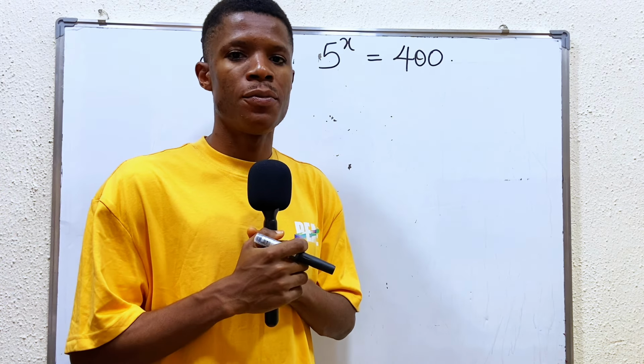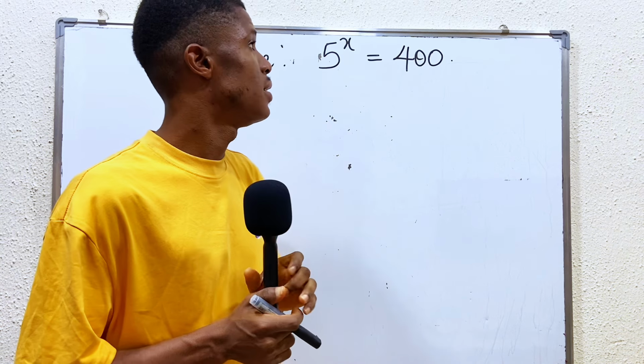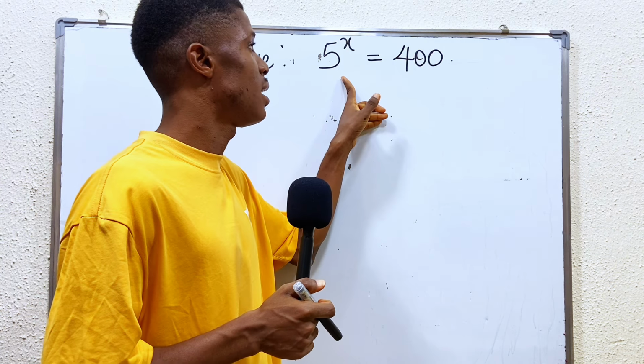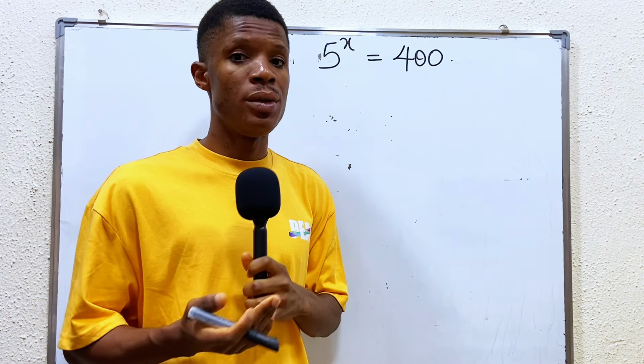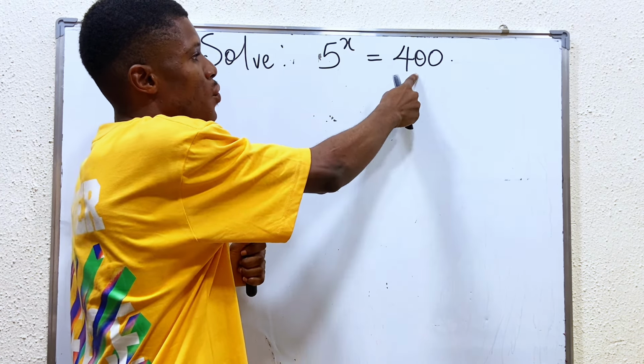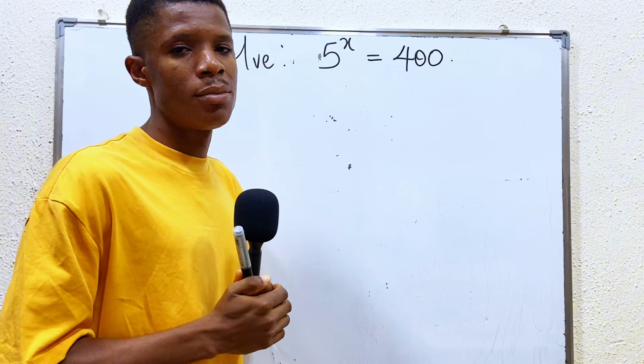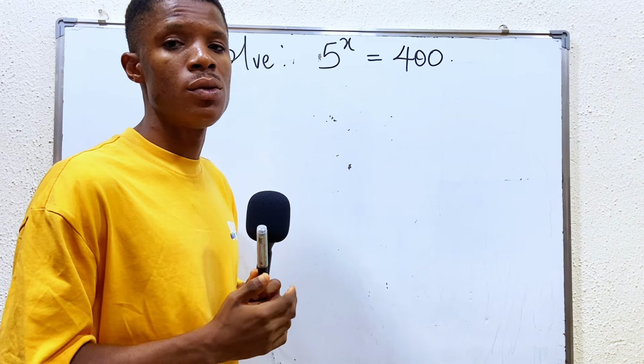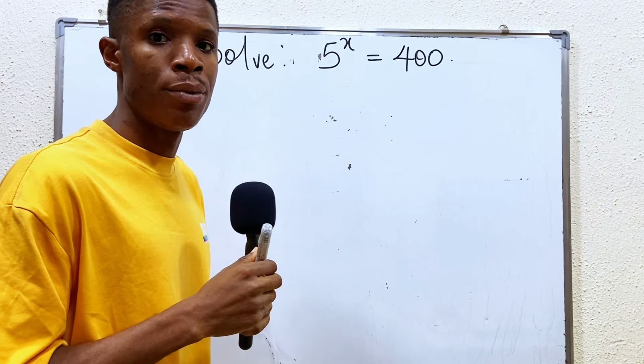To solve this type of problem, the first thing we have to observe is to check whether we can express the left and the right hand side in the same base. Yes, we have base 5 and power x, and we have 400. The two cannot be expressed in the same base. So what we do is take the logarithm of both sides.